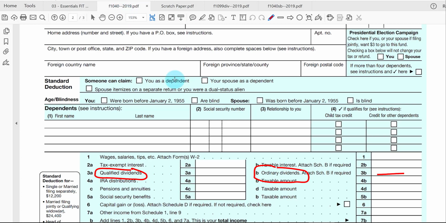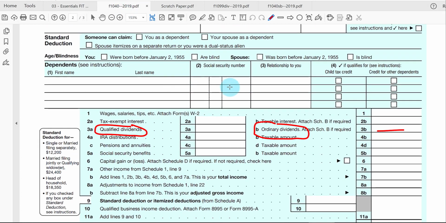And again, when you eventually figure out your taxes, don't double up the amounts, because this amount here, qualified dividends, is already included in the ordinary dividends. I've seen students add up this dividend and this dividend to get the total down here. Okay, you're double counting the same income.